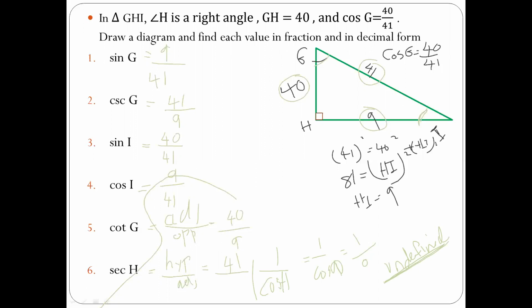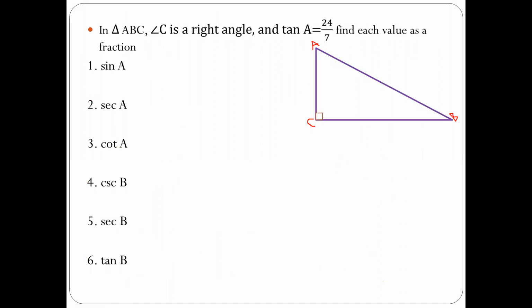Now for the sine, cosecant, cosine, all of them are fractions. By calculator, you can find it as a decimal. Another example now.